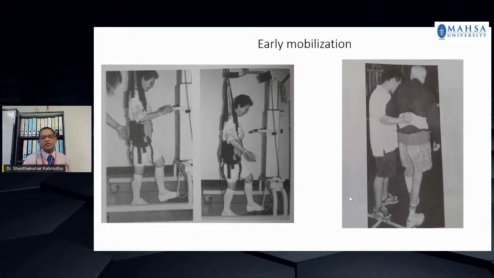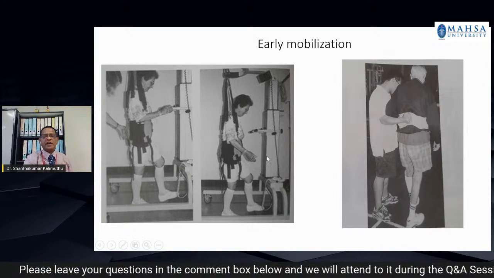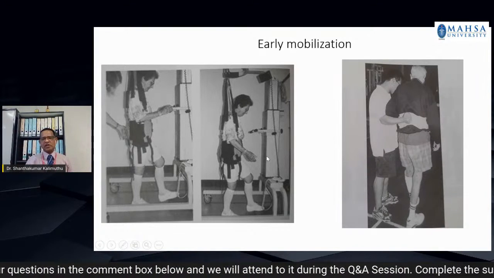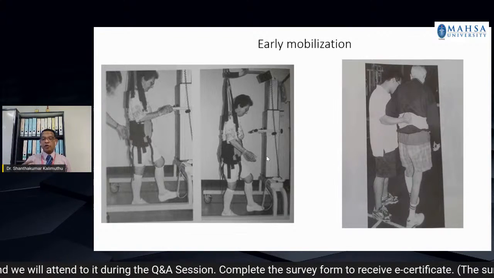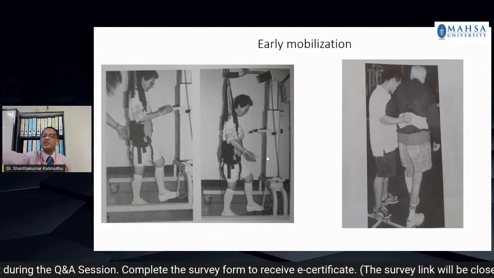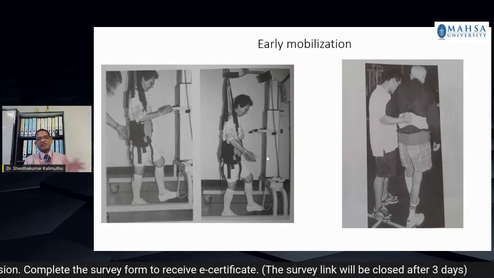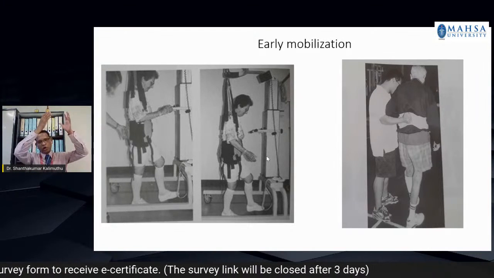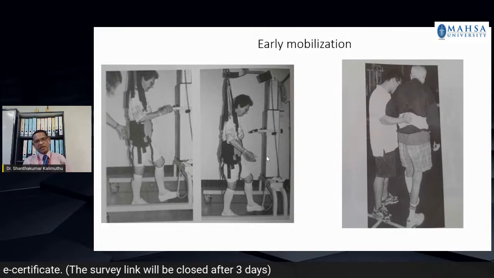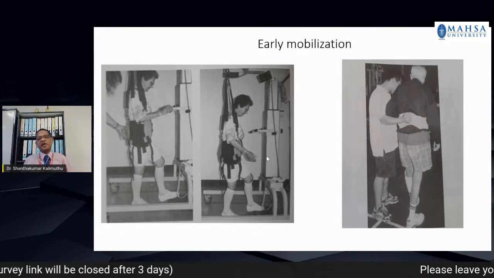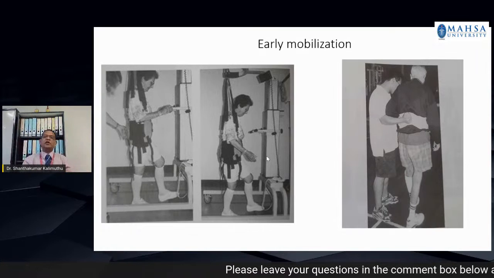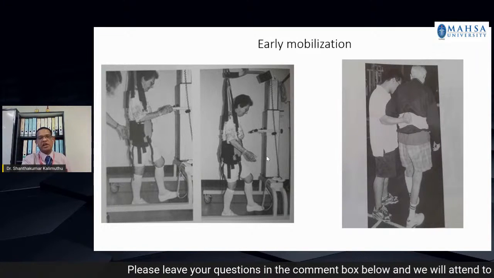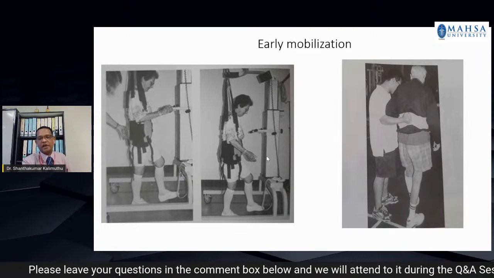So that's the advantage we have with the harness. You can also encourage the person to shift weight to the affected extremity, and you can teach the patient to reach for objects. So both tasks can be done at the same time. You are training standing, the weight shift to the affected side, and also reaching. Those tasks are very important in the early phase of stroke rehabilitation.